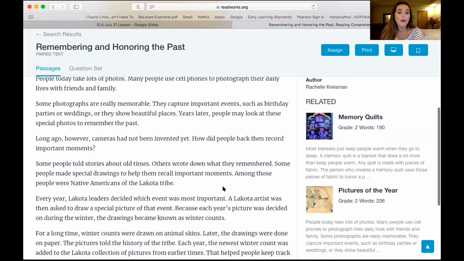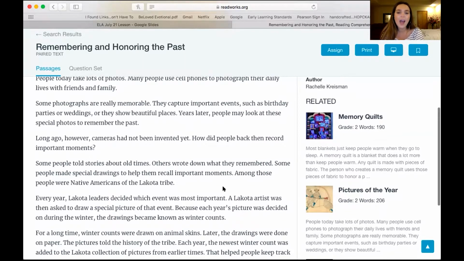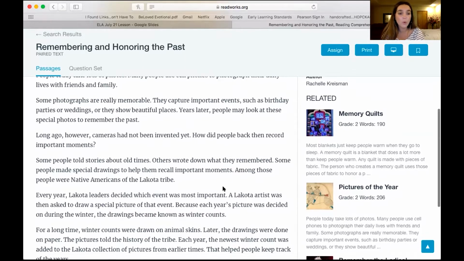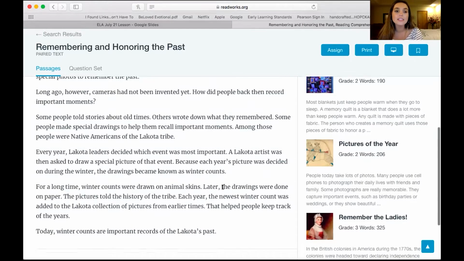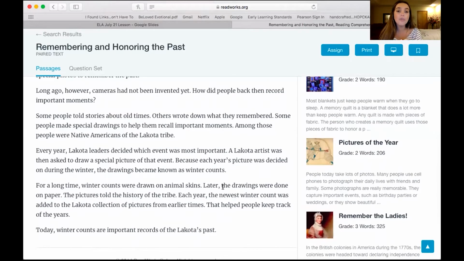Long ago, however, cameras had not been invented yet. How did people back then record important moments? Some people told stories about old times. Others wrote down what they remembered. Some people made drawings to help them recall important moments.